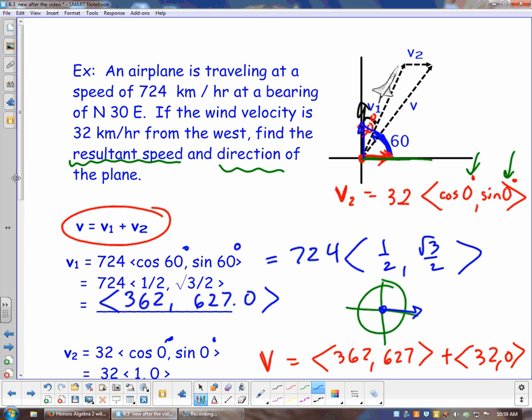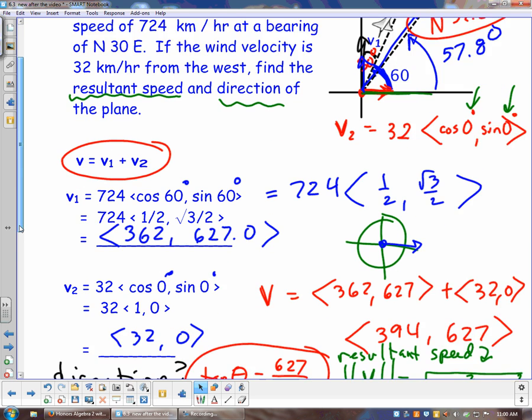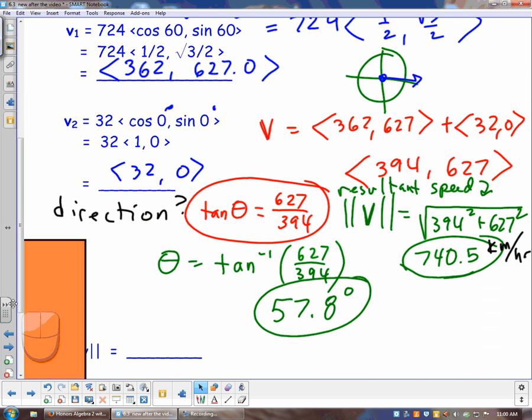All right, so you're saying if this angle right here is 57.8 degrees, then if I want to write the direction angle of the plane that's been pushed off course a little bit, you're going to have to subtract that from 90, and you're going to write your answer as north, what was it? 32.2 degrees east. Just try to write it like a bearing. As a bearing, yes. Are we okay with this? Everybody all right with this problem? Yeah. Questions on this one?